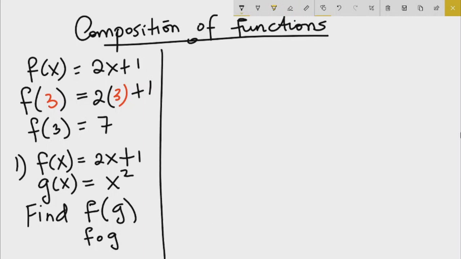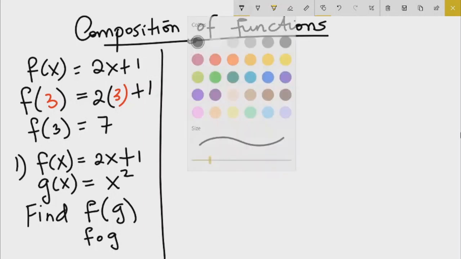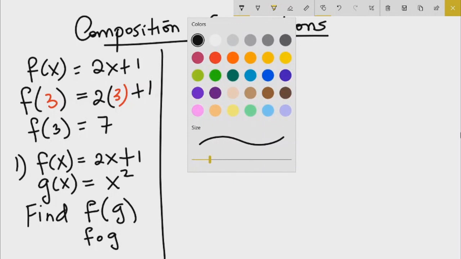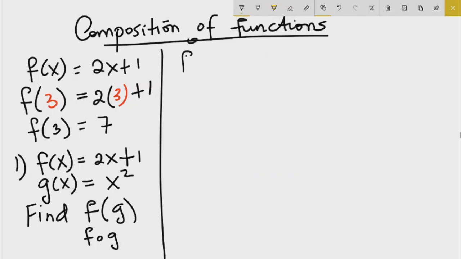So this is example 1. We are given f of x and we are given g of x. We are now asked to find f of g. So to find f of g, let's rewrite our function. So we are looking for f of g. Let's write f of x first. We are given that f of x is 2x plus 1, okay? So that means f of x, I'm just highlighting the x to make a point.